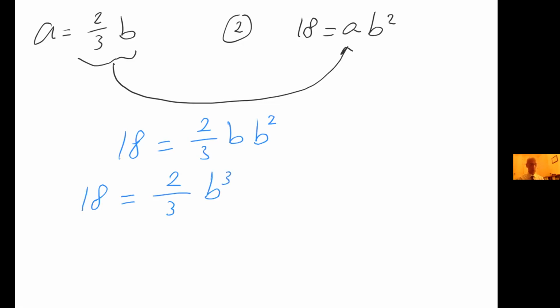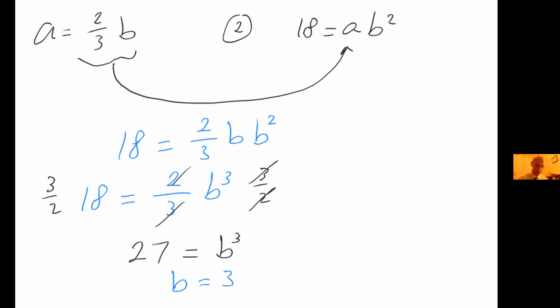Now notice that I can multiply both sides of this equation by 3/2. This cancels, this cancels, and I'm left with b cubed equals 3/2 times 18, that's one and a half times 18, which gives me 27. So taking the cube root of both sides, if b cubed equals 27, then b equals 3.